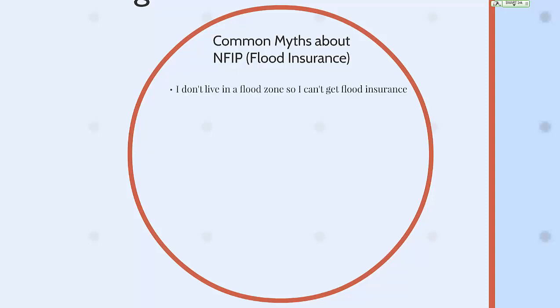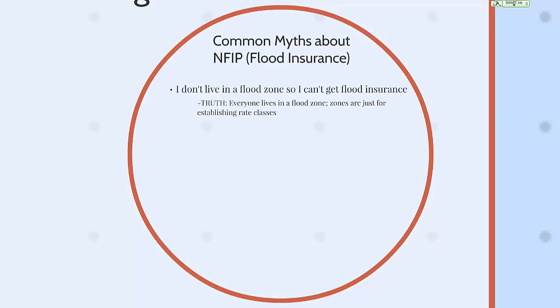Some people believe that they don't live in a flood zone, so therefore they cannot get flood insurance. The truth is that everyone lives in a flood zone. Zones have just been established for establishing rate classes. It is the case that if the community you live in does not participate in NFIP, you may not be able to get flood insurance.